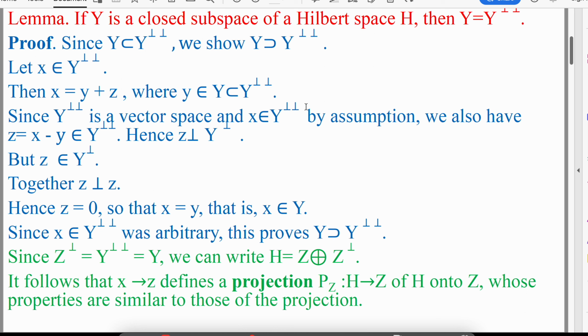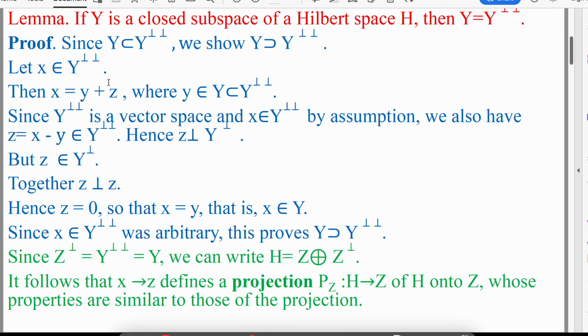Because the double orthogonal complement of Y is a vector space and X belongs to it by assumption, we have Z equal to X minus Y. Because X equal to Y plus Z, shifting Y to this side, Z equal to X minus Y, and this belongs to the double orthogonal complement of Y. Or we can say Z is orthogonal to the orthogonal complement of Y. But this Z belongs to the orthogonal complement of Y. So it means Z is orthogonal to Z, and it means Z is equal to 0.